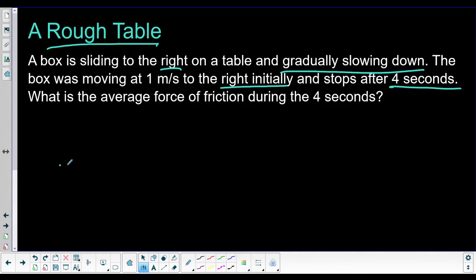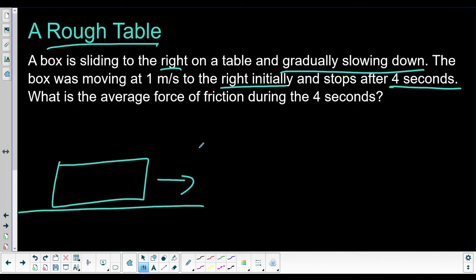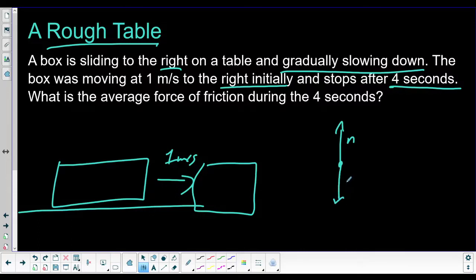So we've got the same problem here. We've got our box. It's sliding to the right on the table at 1 meter per second at the beginning. But this thing is going to slow down and then eventually stop over here. And ignore the change in shape in this big lump on this side. So let's go ahead and draw our force diagram. So of course we're going to have our normal force and our weight. And those are equal because they're the only two forces in the y direction.